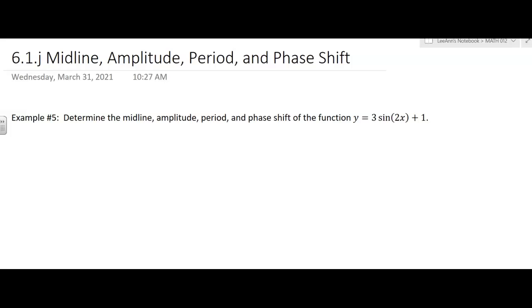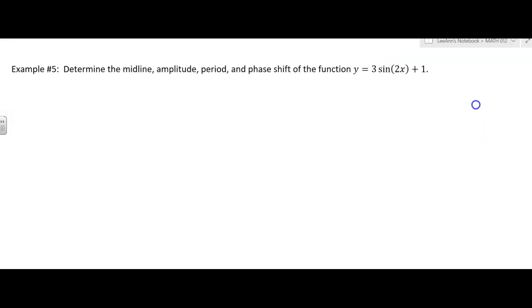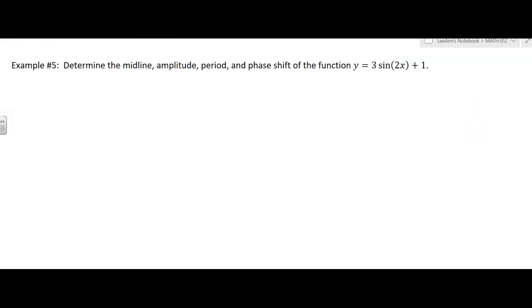So in this example, it says determine the midline, amplitude, period, and phase shift of the function. Okay, so we'll talk a little bit more about the midline. The midline is D, and it's going to be the equation y equals D. It's going to be a horizontal line, okay? I don't think I mentioned that earlier, although we did talk about it a little bit.